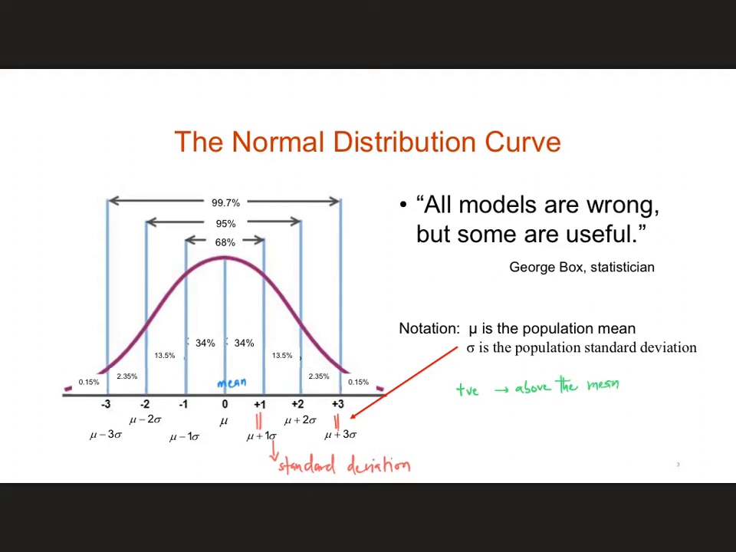Alright, now let's look at values to the left of the mean. Over here, we have -1, -2, and -3. So -1 means 1 standard deviation below the mean. -2, 2 standard deviations below the mean. -3, that implies 3 standard deviations below the mean. So in this case, the negative sign implies below the mean.